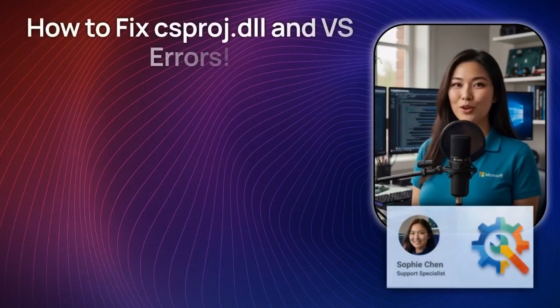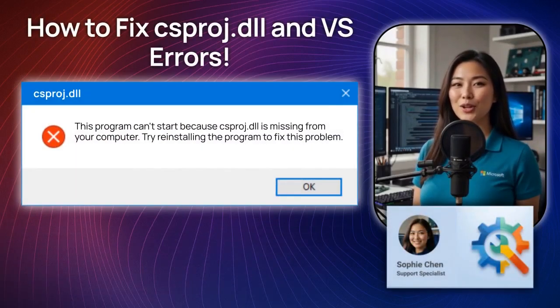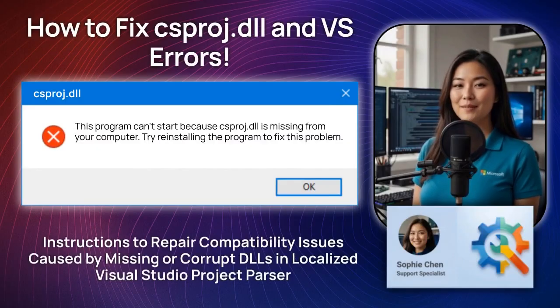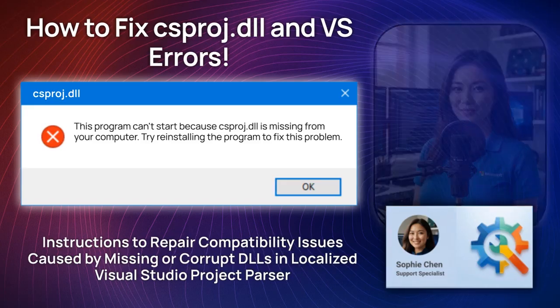Are you having problems with the Localized Visual Studio project parser not locating the C# project library DLL? I'm Sophie Chen, a Windows Systems Specialist. I've diagnosed the pathing error, and I'm going to show you how to restore the file.